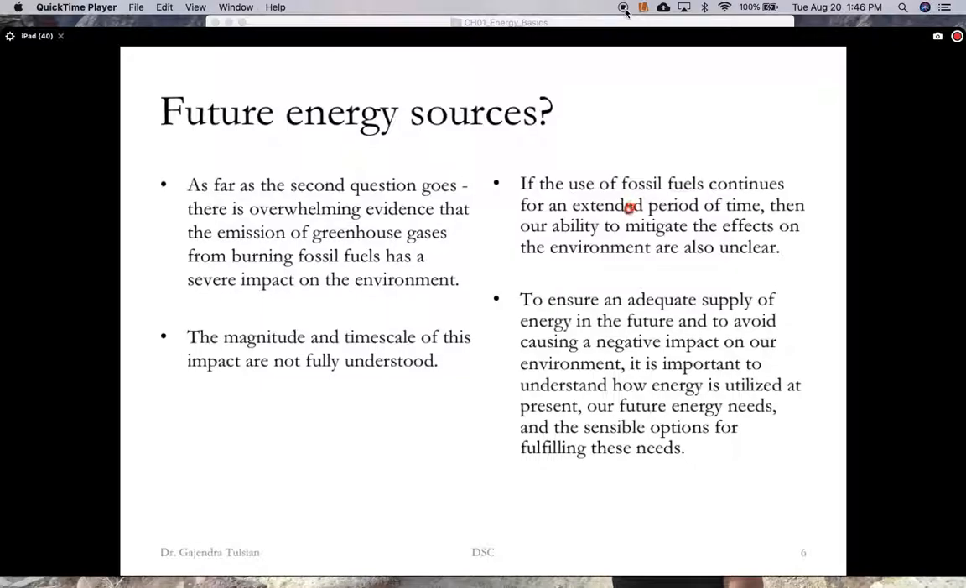Also, we know this: if we continue using fossil fuels for an extended period of time, then the ability to mitigate the effects on the environment is also unclear. So what we're saying is the damage we cause, maybe we won't be able to undo in the future. It would be best for us to wean ourselves from fossil fuels as fast as possible.